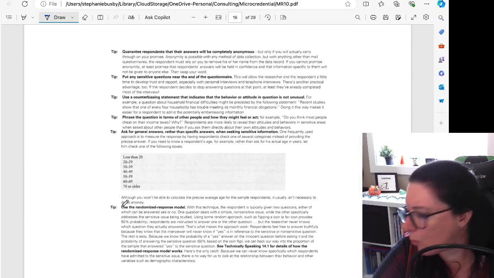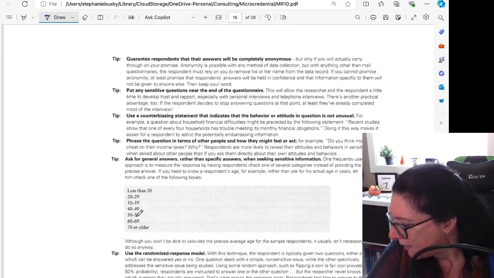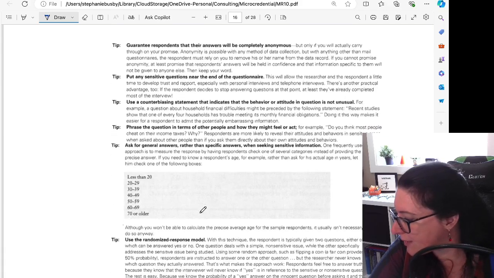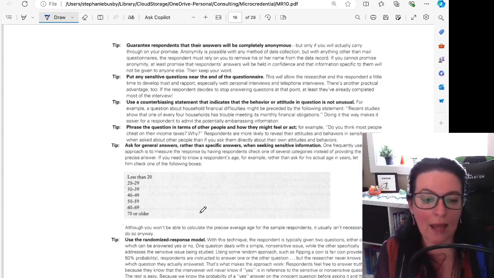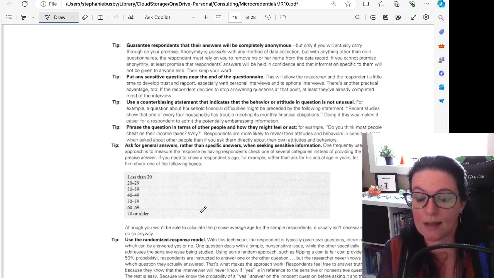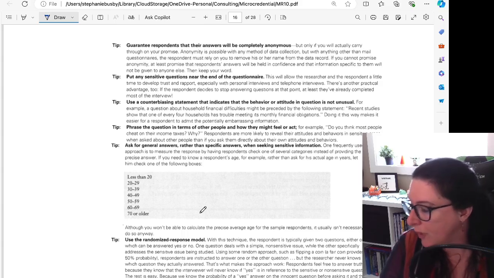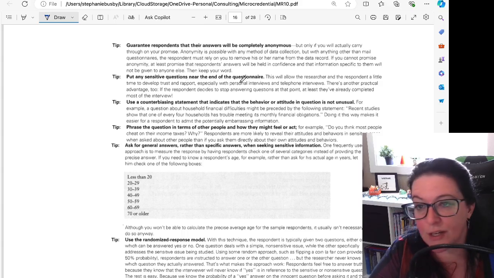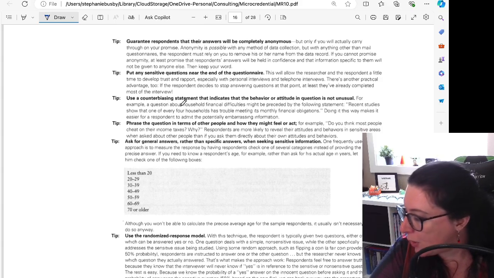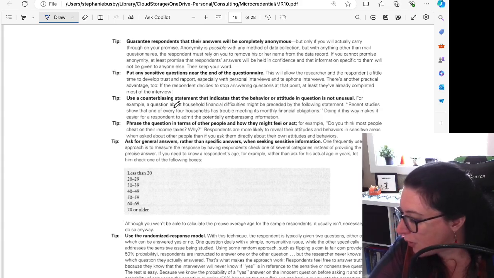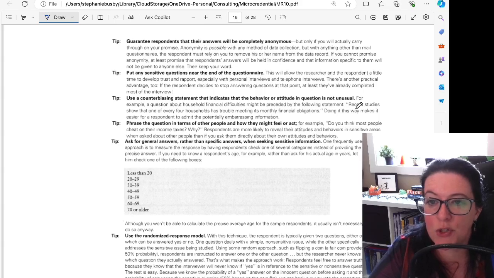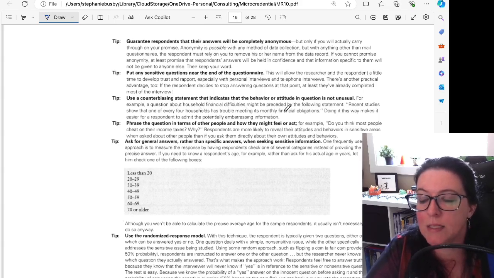Other tips for wording. People are more likely to respond to sensitive questions if they have that assurance of anonymity. So are you guaranteeing anonymity with your survey? That is, it's not collecting any type of name or identifying information. As I said just a moment ago, we put the sensitive questions near the end of the questionnaire. We can use a counter biasing statement that indicates that the behavior or attitude is not unusual. So in this example, it says recent studies show that 1 of every 4 households has trouble meeting its monthly financial obligations. And then you ask them a question about their finances and ability to pay bills.